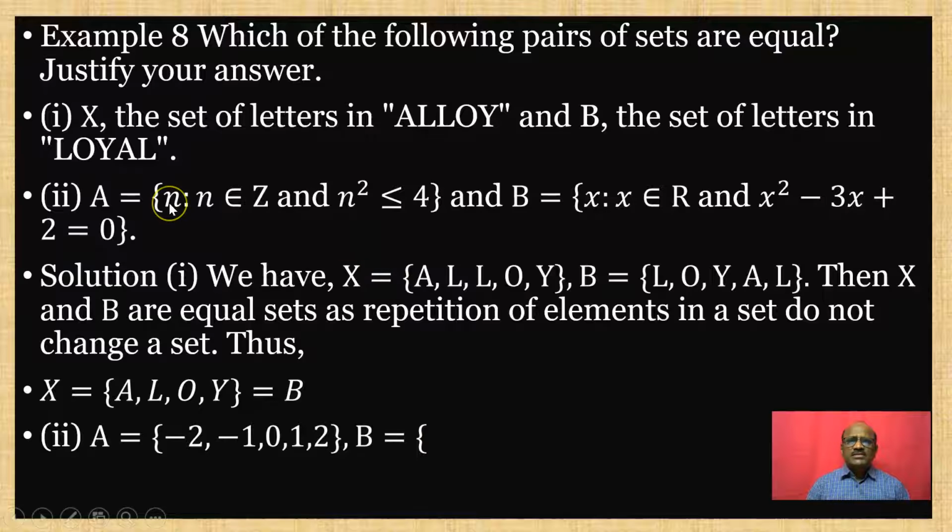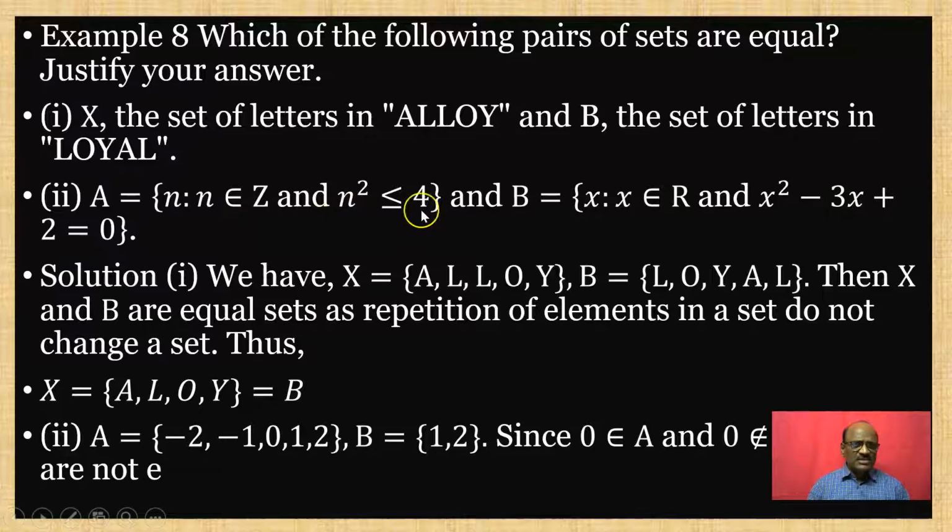What about the next? That is, n is such that n belongs to the set of integers Z, that is n square is less than or equal to 4. Then we have the numbers: minus 2, its square is less than or equal to 4; minus 1, its square is less than or equal to 4; 0, 1 and 2. What about B?